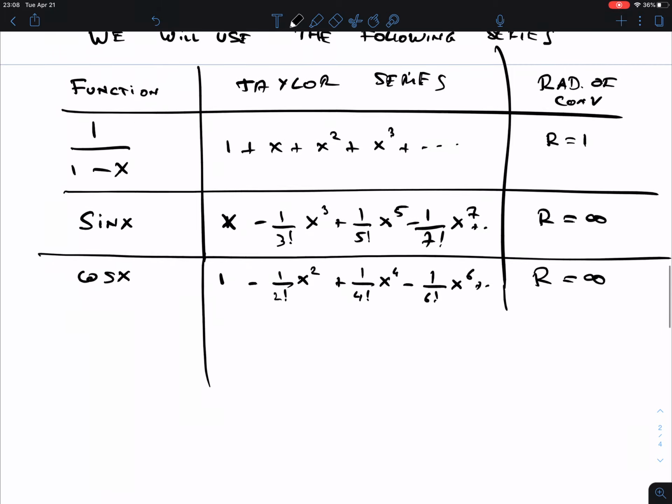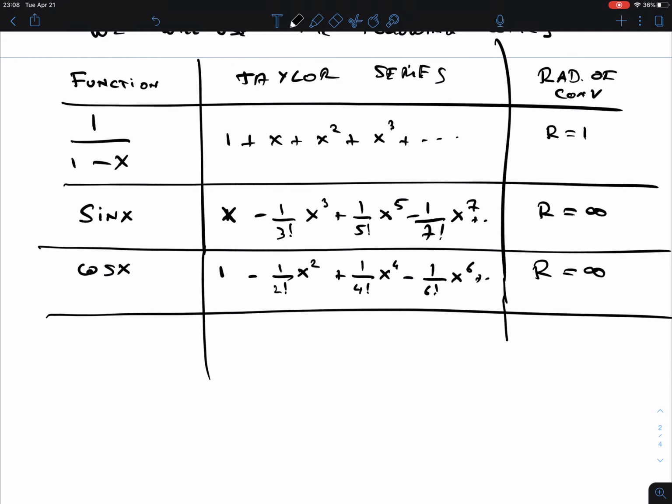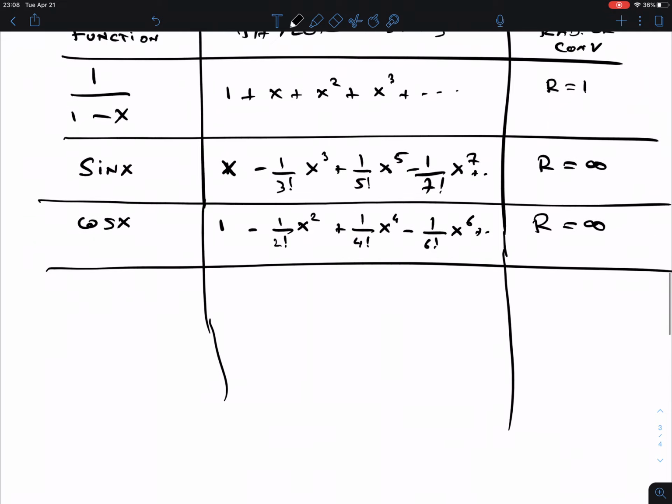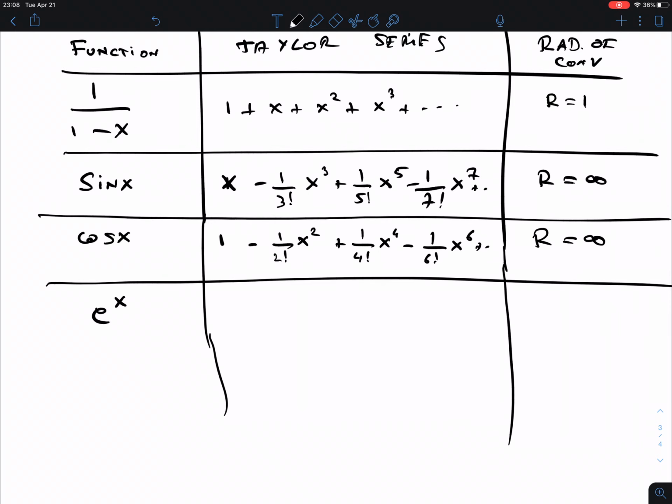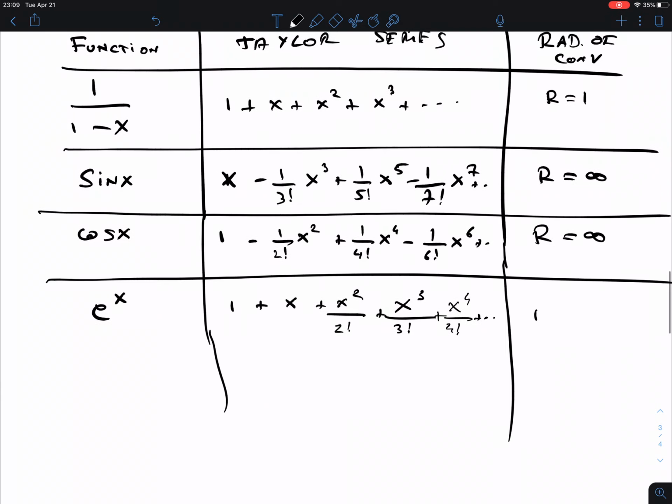Okay, so that's the two trig functions. Another one that we always discussed in the beginning, when we did Taylor polynomials, was e to the x, because the derivatives are extremely simple there. And what we get is 1 plus x plus x squared over 2 factorial plus x cubed over 3 factorial plus x to the 4th over 4 factorial. You see the pattern, right? It's, again, factorials in the denominator, but now no alternation of sign. And look how nice this is. Again, this is infinite. Okay.